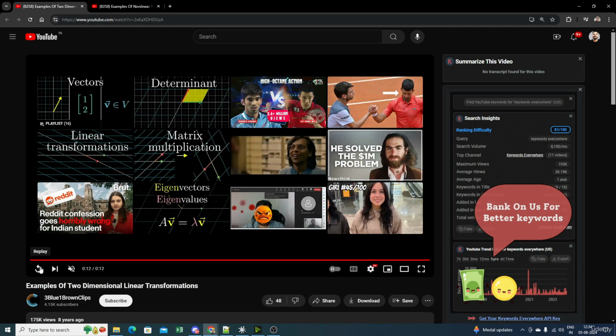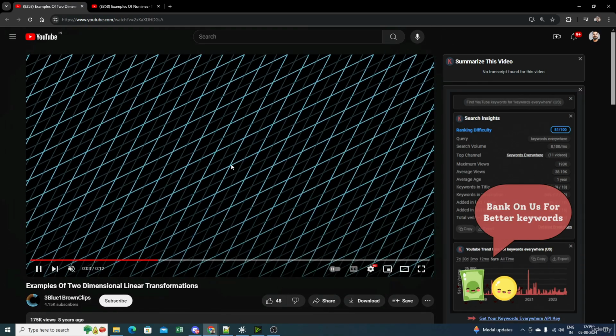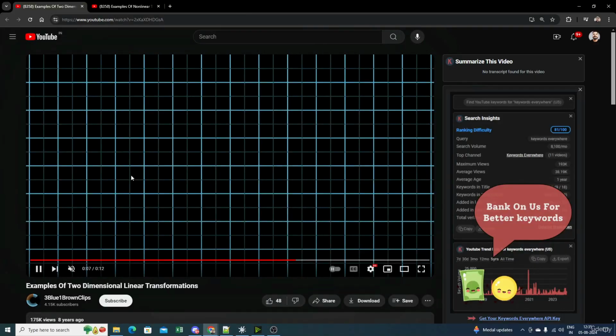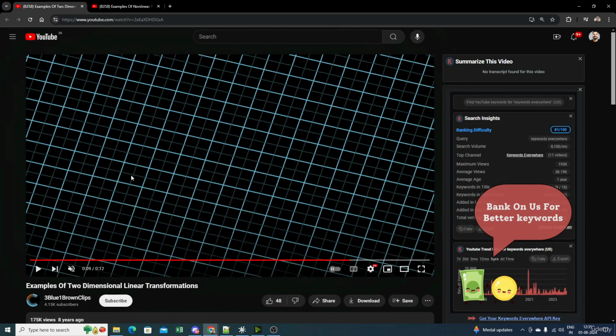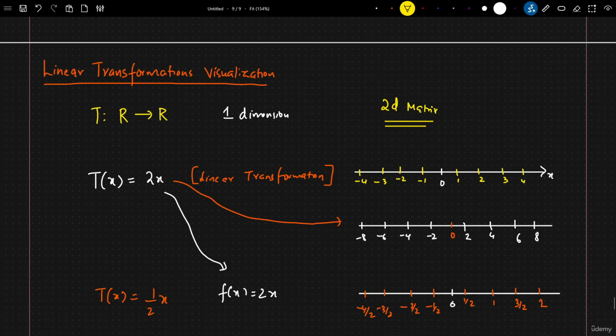And in case of 2-dimensional linear transformation, here you can see origin will remain origin itself, and the straight lines will remain straight lines, right? If either one of the conditions is gone, then it will not be a linear transformation. So this was about the linear transformation visualization. Again, I will be giving you this specific link. Please make sure that you watch that link so that you will be able to see this, okay?